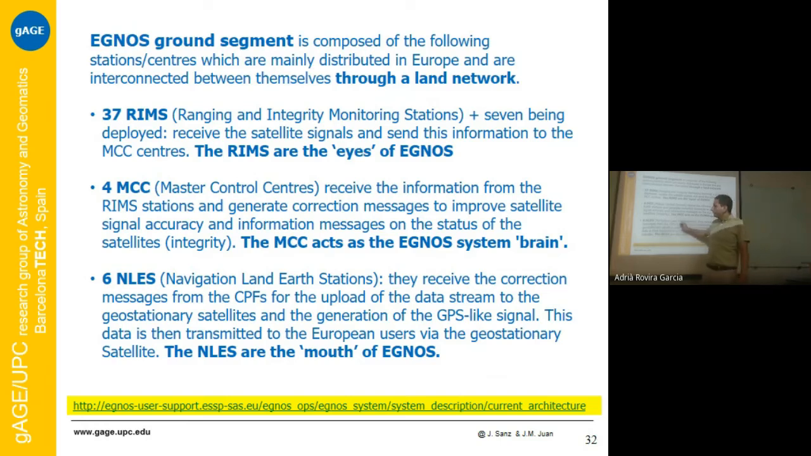And then we have the uplink stations, the navigation land earth stations. And these are the stations that are uplinking the corrections to the geo satellite. And we can think of them as the mouth of EGNOS. And they are talking to the GPS satellite.